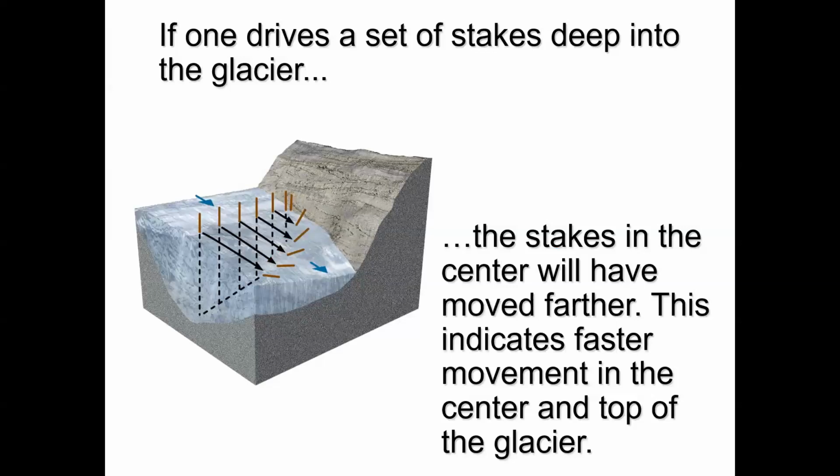Much like a river, a glacier flows, and we mentioned that, and much like a river, the glacier will flow at different speeds in different spots. So if one were to drive a set of stakes here deep into the glacier and then come back sometime later, the stakes in the center here, you would notice, would have moved farther. That's because the center of the ice, away from the sides of the glacier, actually moves faster. So center and top of the glacier, that ice moves faster than on the sides and on the bottom.